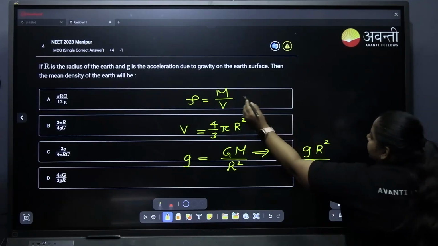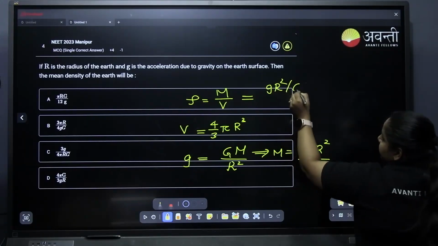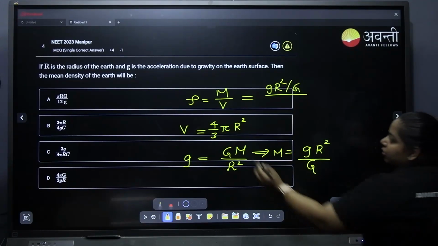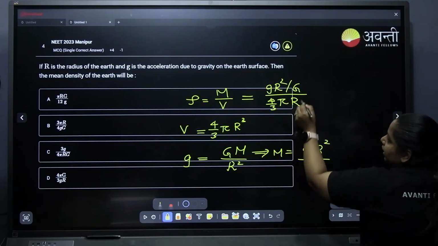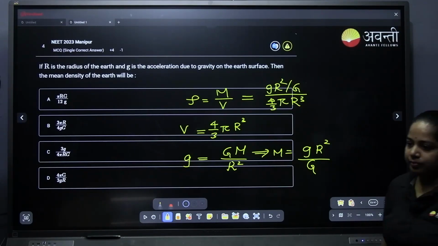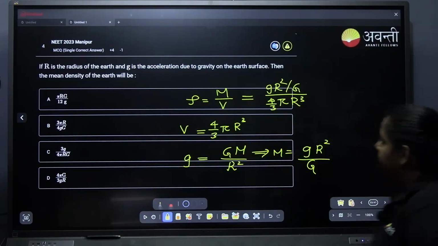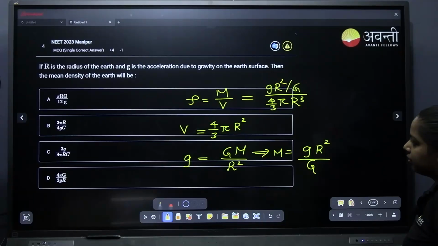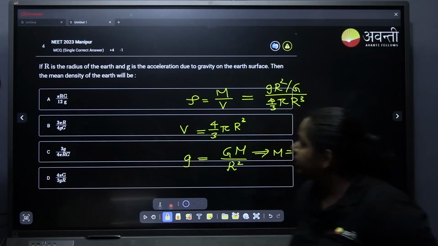So density is equal to g R square by G divided by volume, 4 by 3 pi R cube. What will be the answer? Is 4 pi coming in the numerator?